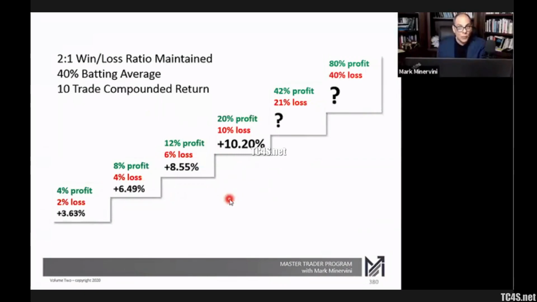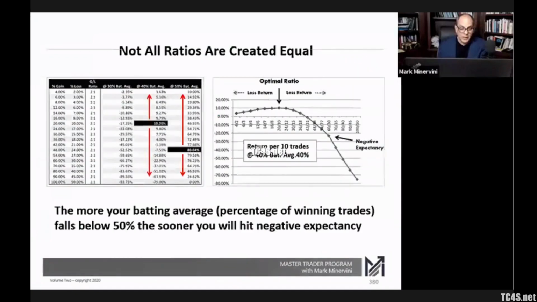Right? Wrong. Okay, so now at 42% versus 21%, we're still at 2-to-1, right? And at 80 versus 40, we're still at 2-to-1. So what would those numbers be? So let's take a look. And we talked about how not all gains are created equal. Not all ratios are created equal. All right, the 2-to-1 doesn't mean anything at a certain point if you're only 40% batting average.